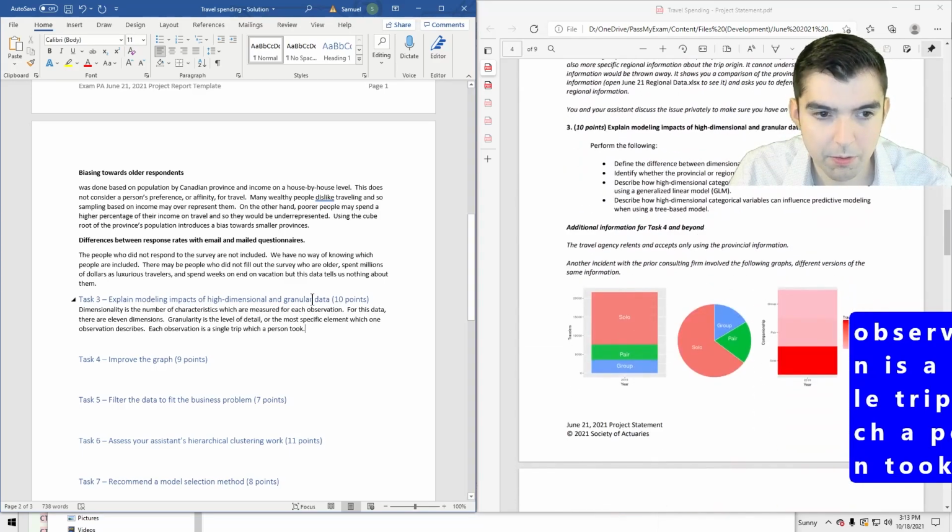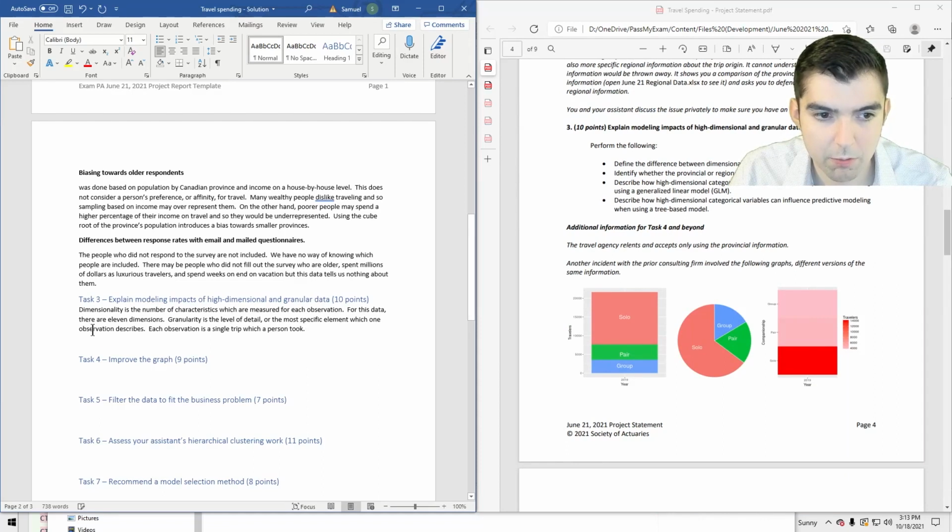And there are different ways that you could say this. You might use the word record instead of observation, or you might use features or variables instead of characteristics. Also, attributes is another word that I hear thrown around.